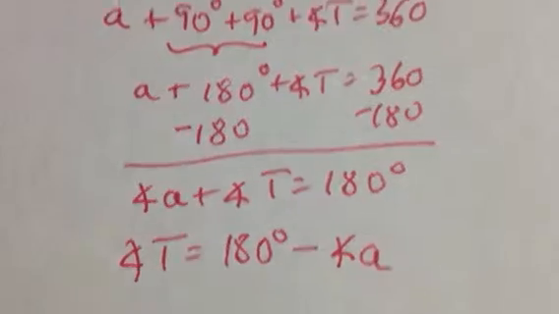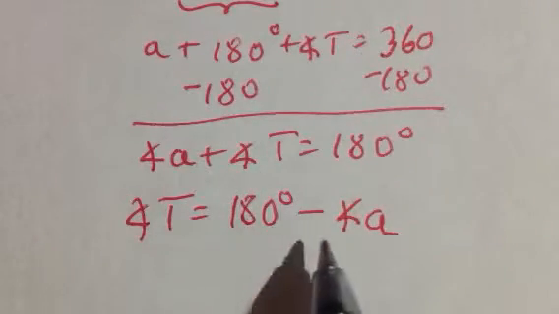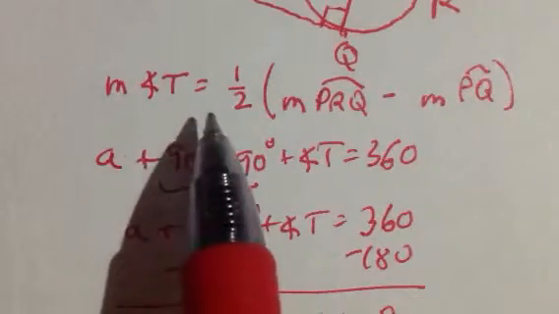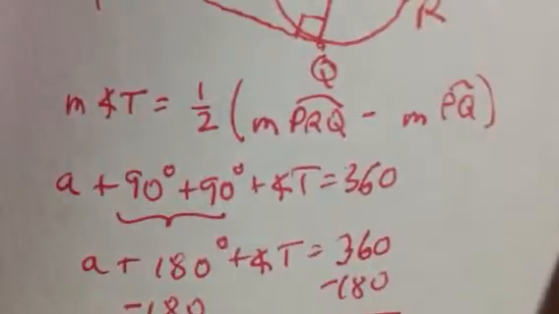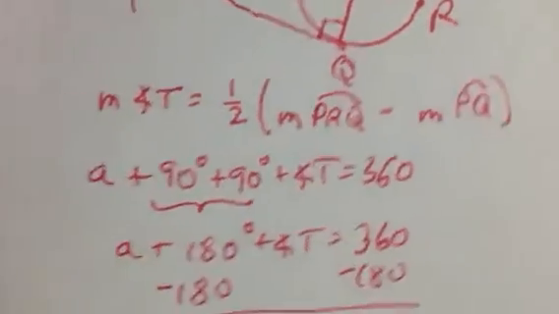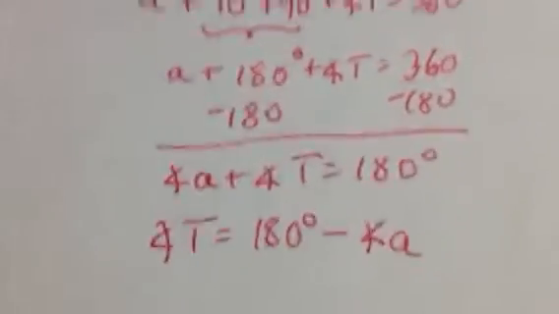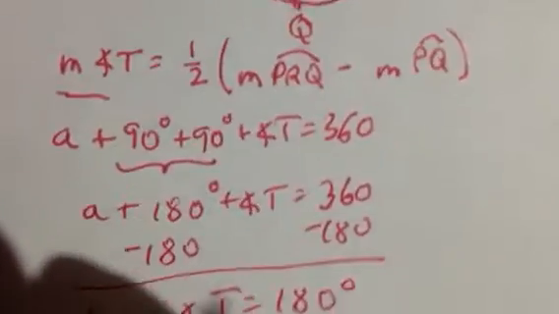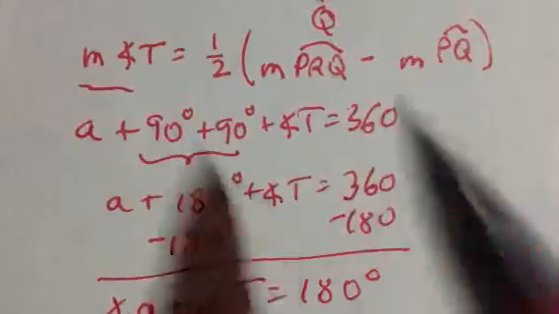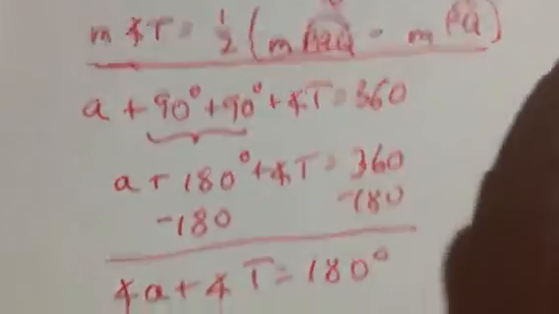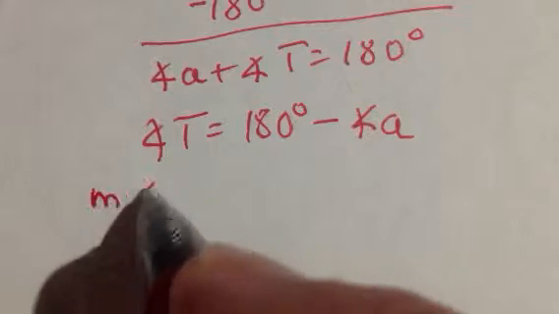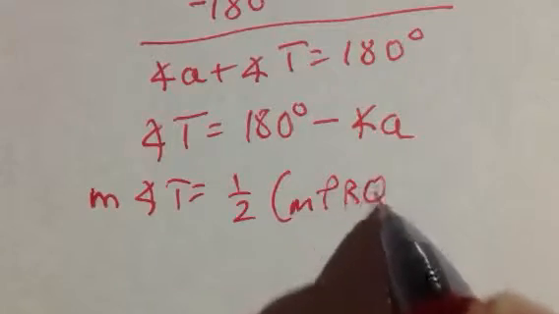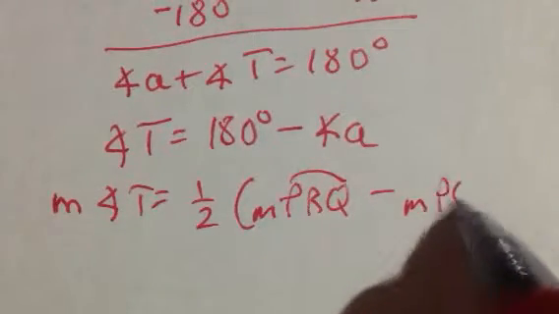But what does that have to do with what we have up here? We have angle T equals 180 minus angle A, which is nice to know, but we want to prove that angle T is actually equal to 1/2 the major arc minus the minor arc. Well, let's rewrite this equation up here: measure of T equals 1/2 the major arc minus the minor arc. Let's rewrite this equation down here. So measure of angle T equals 1/2 PRQ minus the measure of PQ.